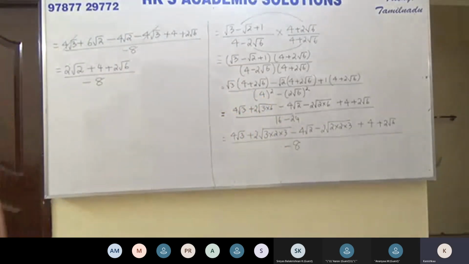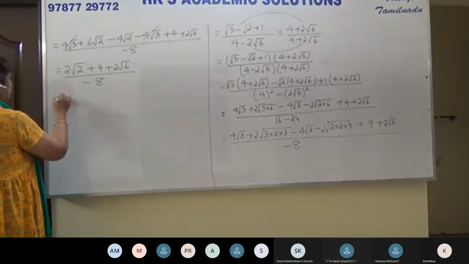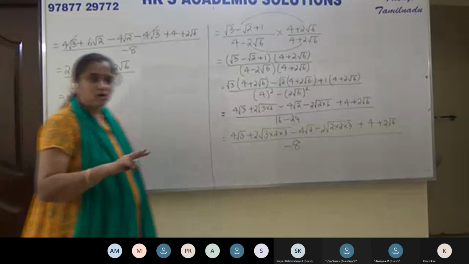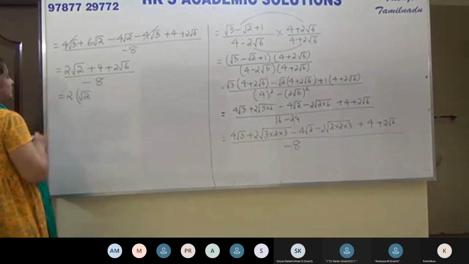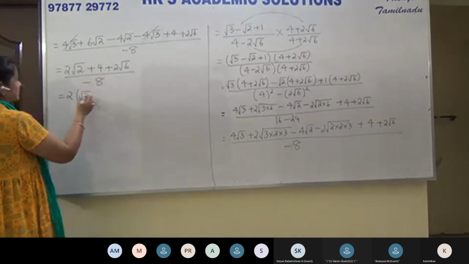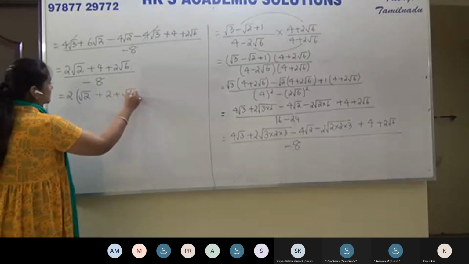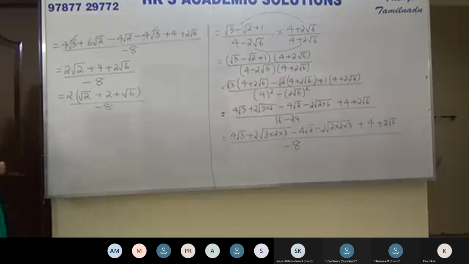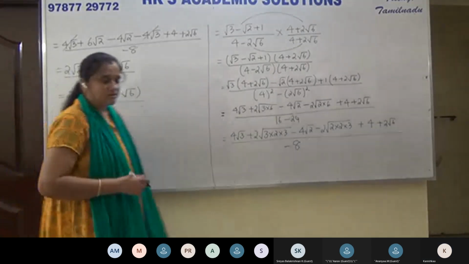Ma'am, actually in the numerator we have a common number. 2 is common for all of them. Okay, you can take out 2 common. That's not going to alter the answer. You can take out the common factor 2 because you can simplify that with 8, right? Yes, you're right, Kanishka. So 2 is common, 2 into root 2 plus 2 plus root 6, divided by minus 8. Thank you, Kanishka. I didn't notice that. That does help us. I didn't check that.